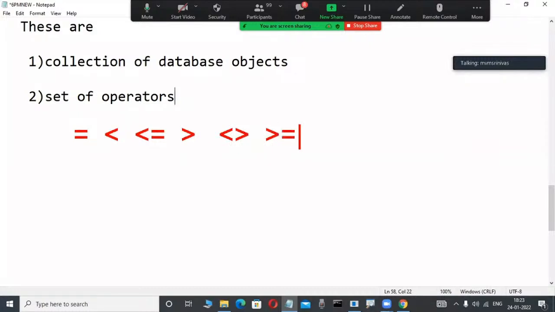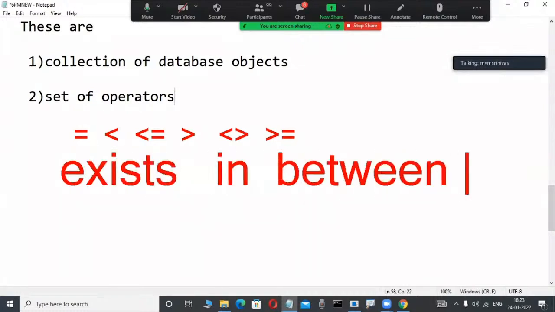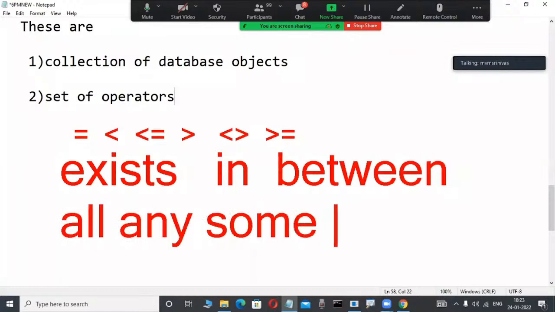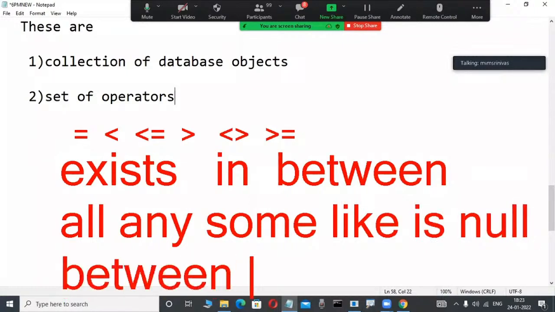We are thinking not only of these operators but also a set of operators, meaning different operators in every relational data model. Suppose EXISTS is an operator. IN is an operator, BETWEEN is an operator. So many operators are there. ALL is an operator, ANY is an operator, SUM is an operator. LIKE is an operator, IS NULL is an operator. This type of special operator is there. These are special.